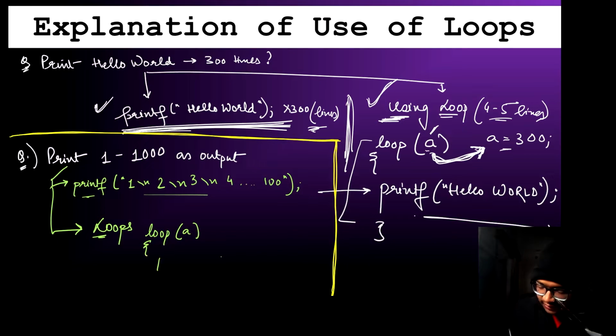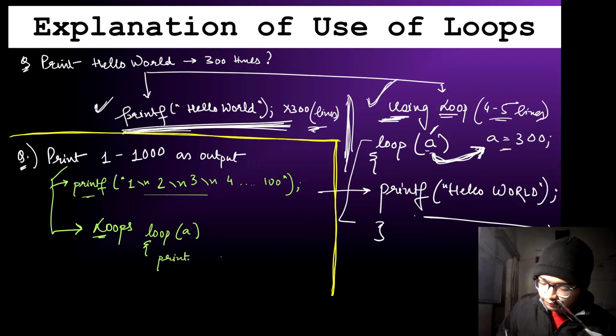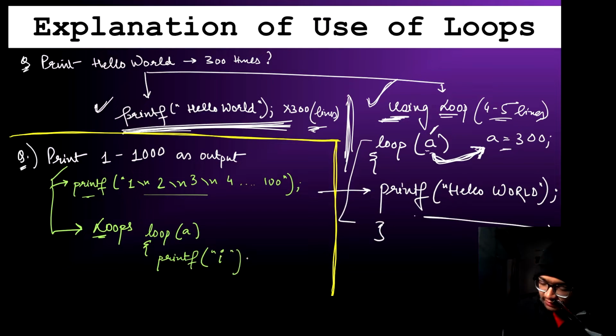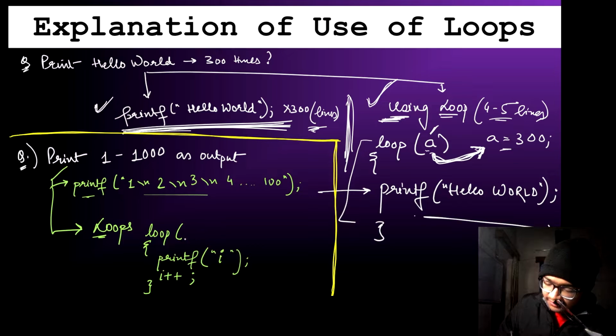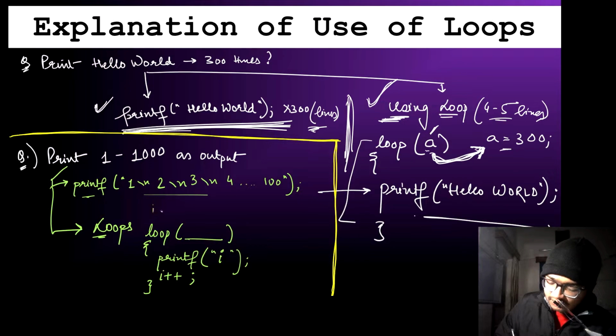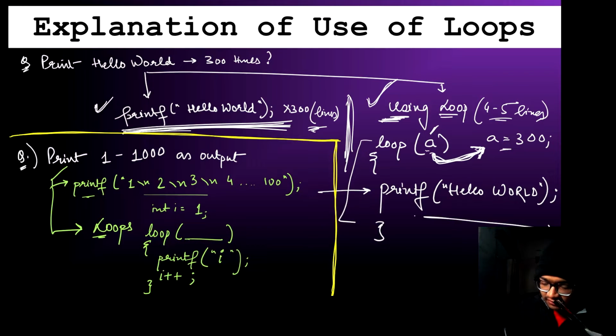You will write printf of i. Okay, and then i plus plus semicolon, loop ends. And here we have to give a condition now, and before that we have to declare int i equal to 1. Okay, and so here we will give that i less than equal to 100. I'm changing the variable name to i just for the sake of understanding.